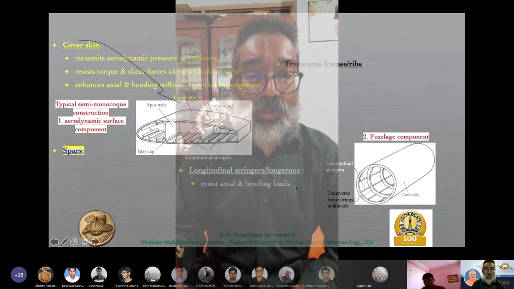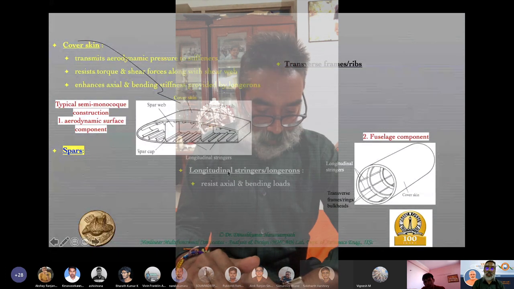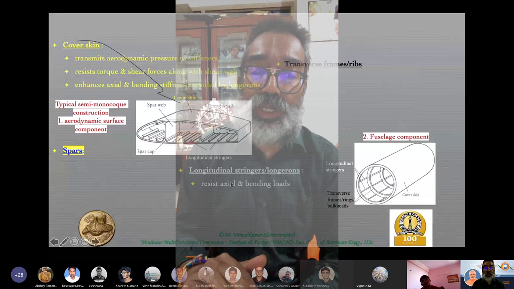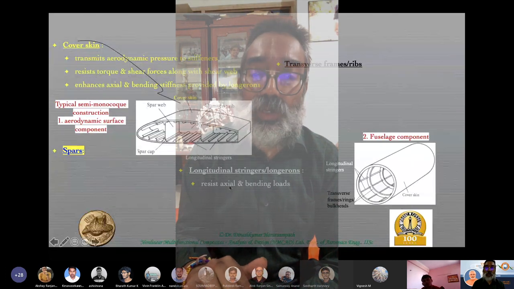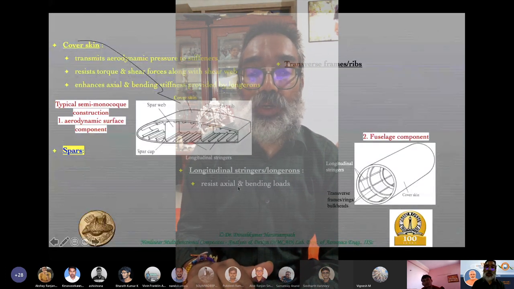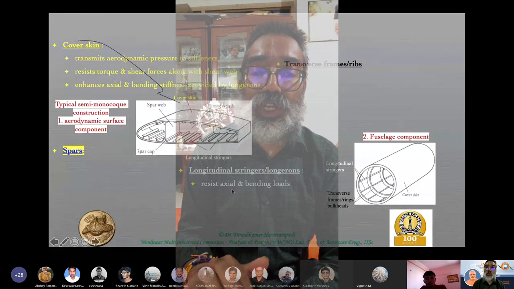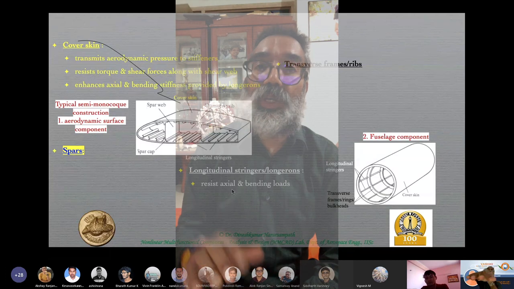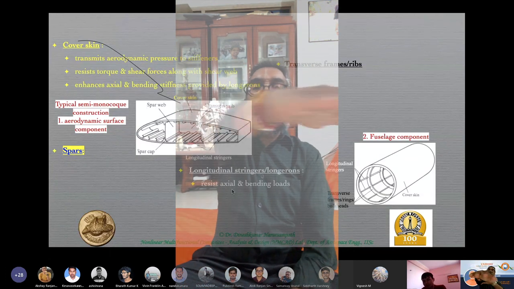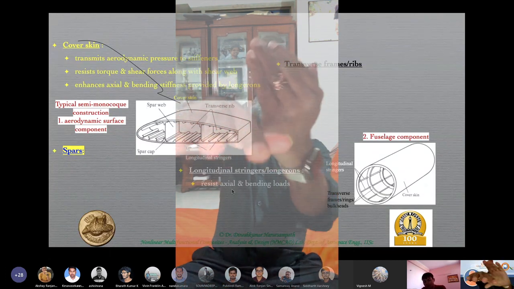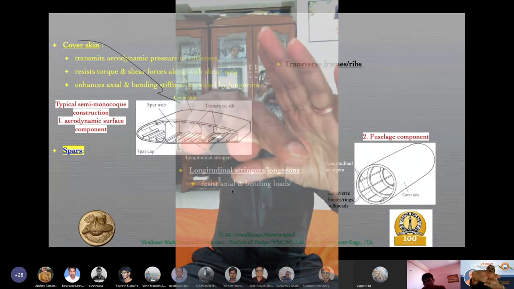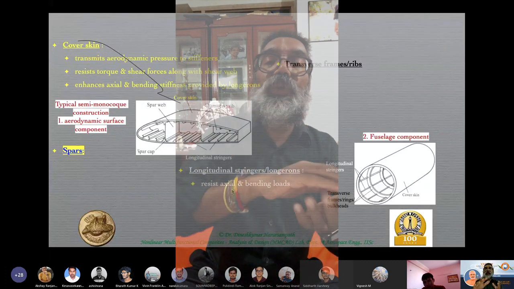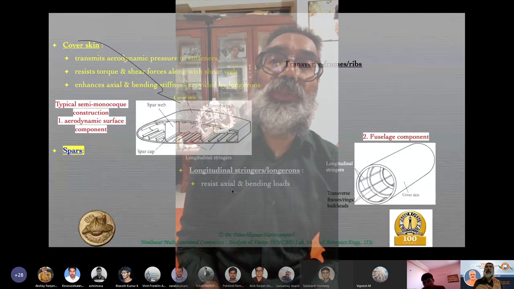Welcome. So, continuing with the stringers and longerons, the main function is that they resist the axial loads and the bending loads. For example, in a helicopter rotor configuration, more important than the bending loads can sometimes be the axial load, because the rotor blade is rotating at a certain RPM. The centrifugal forces that are coming will basically be a tensile force, which is an axial load, which will add up to the loads which are coming due to bending.